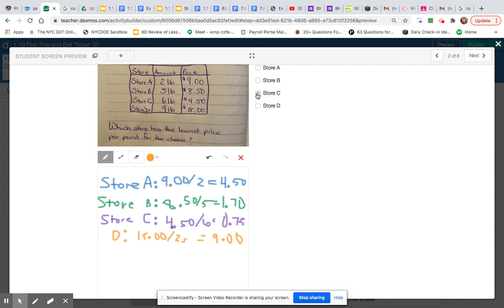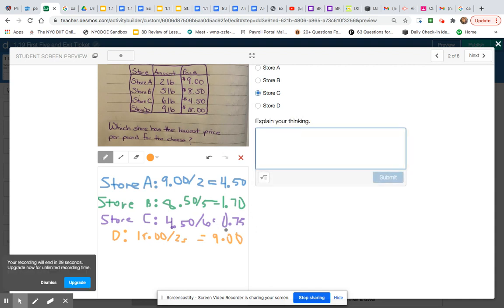So which store has the lowest price per pound? It's going to be store C because store C has 75 cents as opposed to stores A, B, and D, which have $4.50, $1.70, and $9. So that will be your explanation.